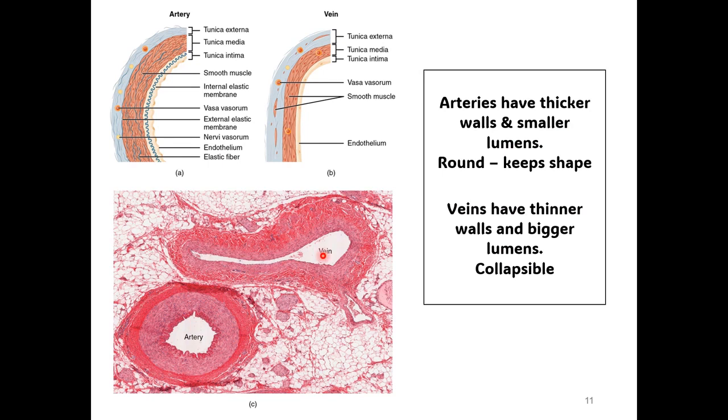vein. Because veins have thinner walls, they are collapsible, and we're actually going to use this property, this collapsing, this thin wall, to sort of milk and help our blood return to the heart because the venous system is under very low pressure.